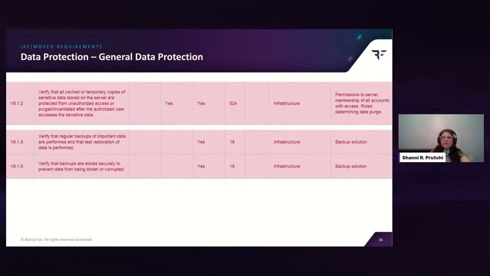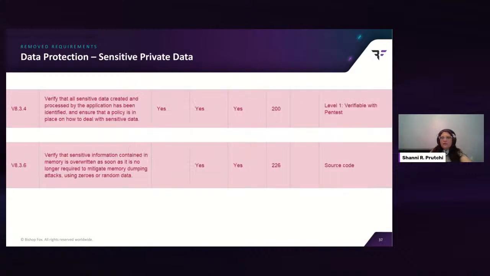8.1.2, which discusses data caches, is planned to be merged with 8.1.1, which also refers to caching, as these two were determined to be duplicates. Meanwhile, 8.1.5 and 8.1.6 are being completely removed, as the target application is never actually involved in any part or any step of the backup process. While the application probably gets backed up, because the application is not involved in that process, it was determined that it's not appropriate for inclusion in the ASVS.